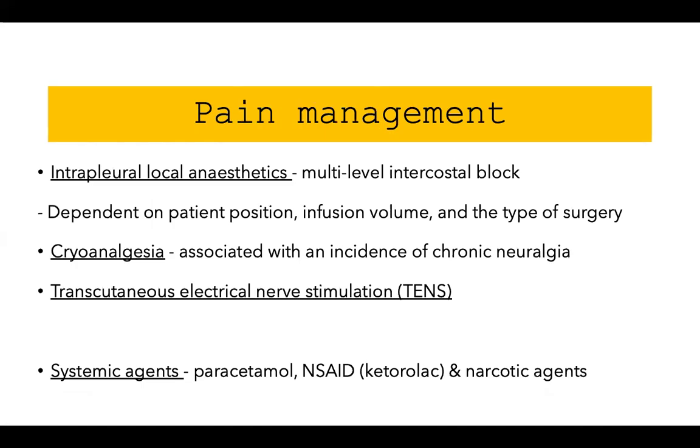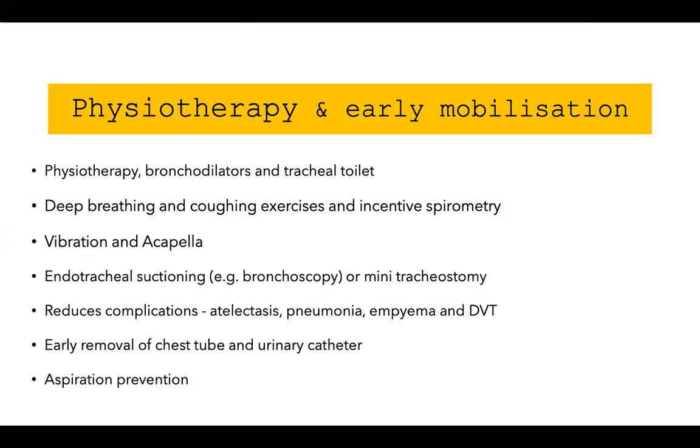Along with this, there are options like intrapleural local anesthetics, where you need to inject the drug at multiple levels at the intercostal nerve level, and it depends on patient position, infusion volume, and the type of surgery. And sometimes the volume of drug is very high. There are other options like cryoanalgesia, which is associated with increased incidence of chronic neuralgia, and transcutaneous electrical nerve stimulation. And whenever we are doing all this, we should not forget about different systemic drugs like paracetamol, NSAIDs, and narcotic agents. As I mentioned, physiotherapy and early mobilization is the key in terms of recovery.